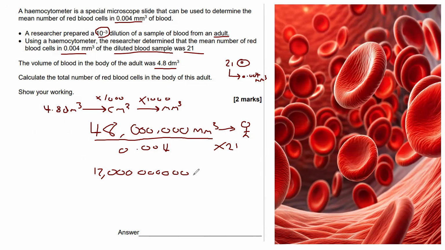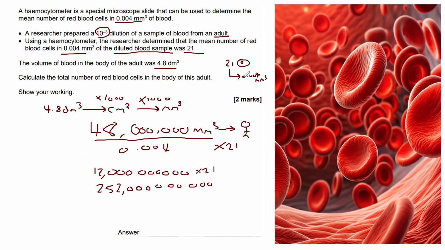However, I need to times that by 21. That's going to give me 252 billion. And this would get you 1 mark. 1 mark, you say. Why isn't that all the marks? That is 52 billion red blood cells in the body of an adult.